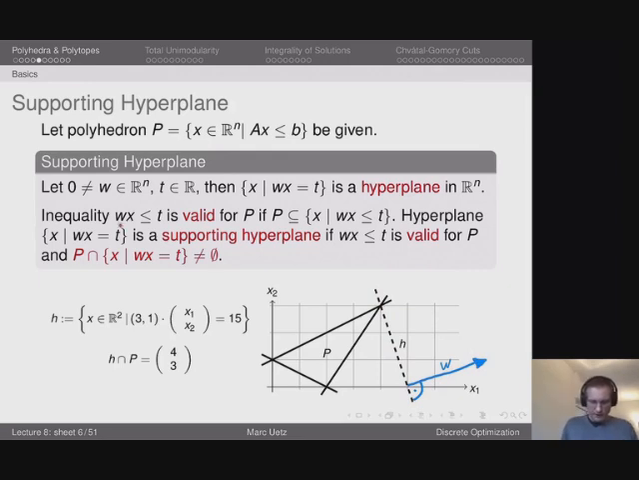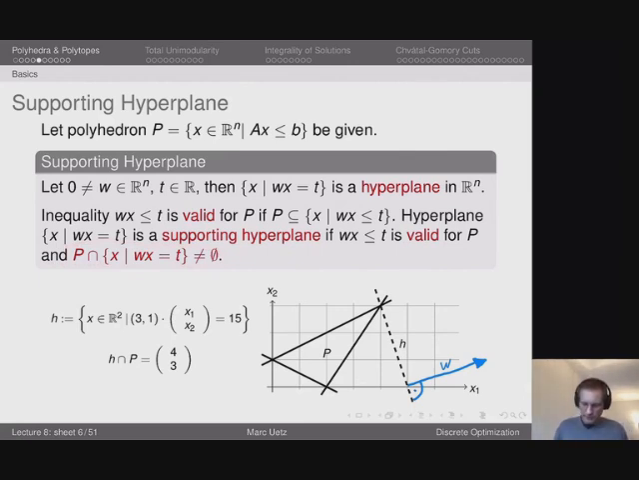Okay, so if we look at the inequality, Wx less or equal than T, we say that such an inequality is valid for P if the polyhedron or polytope lies in the corresponding half space. So here in the figure, the inequality Wx less or equal than T would be this half space, and indeed the polytope lies completely in that half space. Okay, so that's a valid inequality for a polyhedron, and it's called a supporting hyperplane if it's not only valid, but also if it has a non-empty intersection with a polytope.